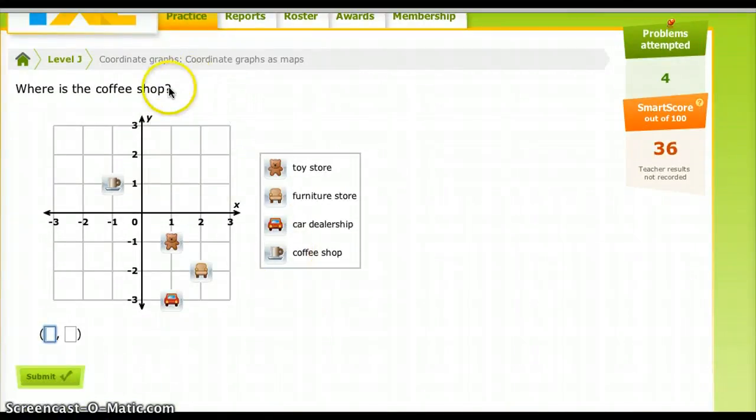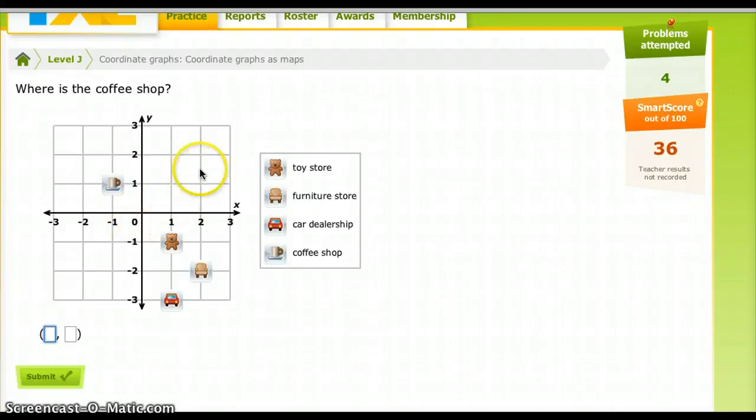Okay, where's the coffee shop? Well, let's find the coffee shop. It's this one. Start at the origin. Now, this is all 4 quadrants. So now, again, here's quadrant 1, quadrant 2, quadrant 3, and quadrant 4. All of these coordinates in here, you would have +1 and +1.